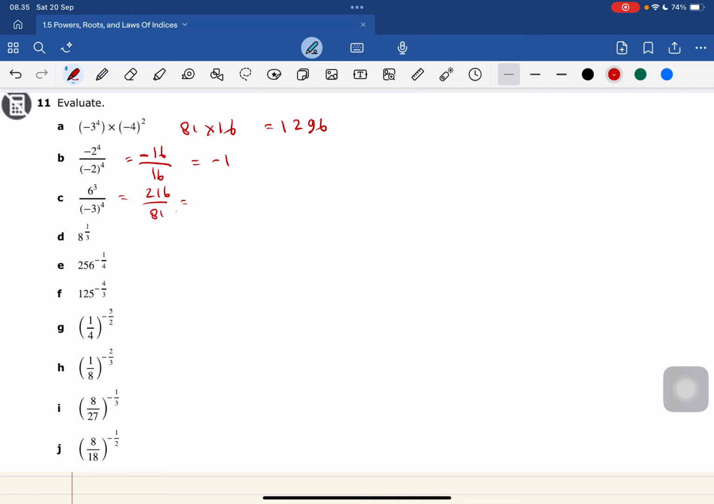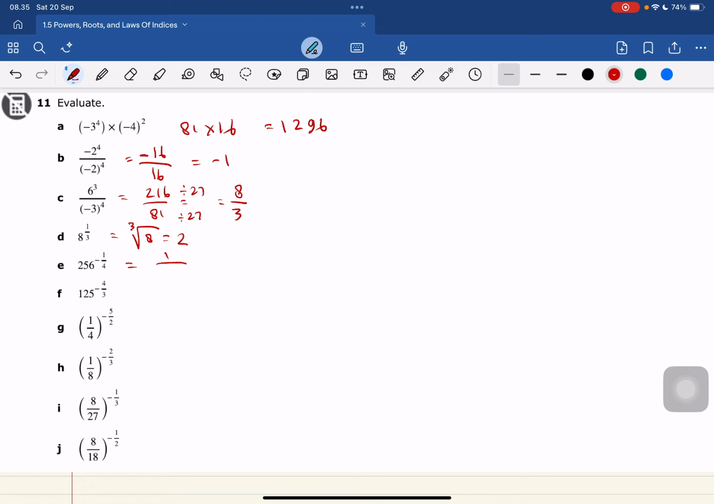So we can simplify it. So let us divide it by 27. So this is divided by 27, this divided by 27. So it's going to be 8 over 3. I think there it is. We can go further. Okay, 8. So this is the cube root of 8, which is 2.